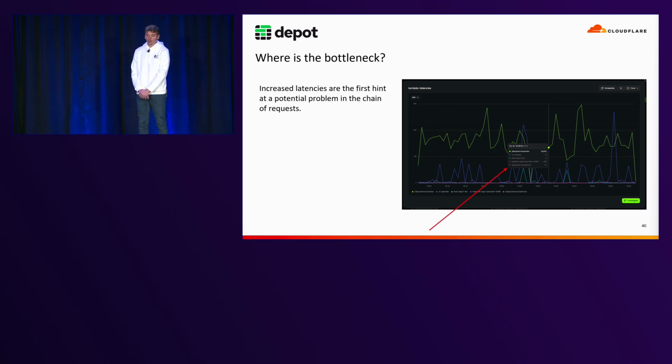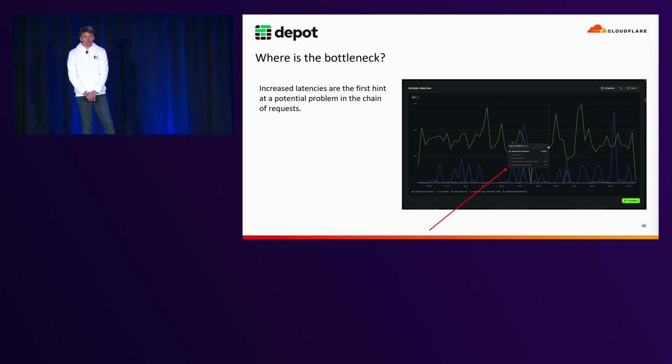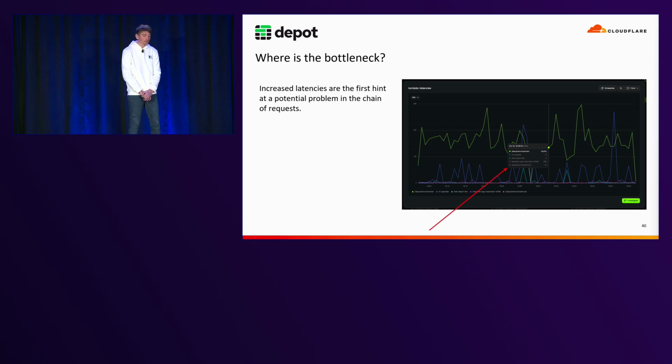For Depot, we monitor overall latencies across our serverless components. We know how long a particular Lambda or Cloudflare worker should take given the task it's operating on. So we alarm if we have inconsistencies or issues that break those expectations.